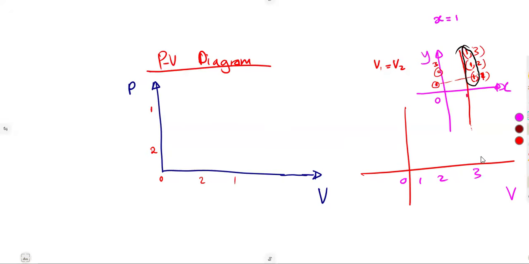So this is the condition that you have. X, just like our V, on the horizontal axis. If the volume is constant, it means we are going to have a vertical line. That is the consideration that you must be very, very careful about.